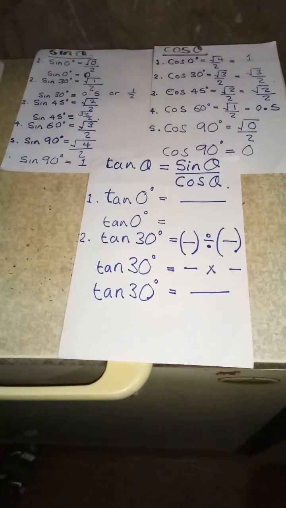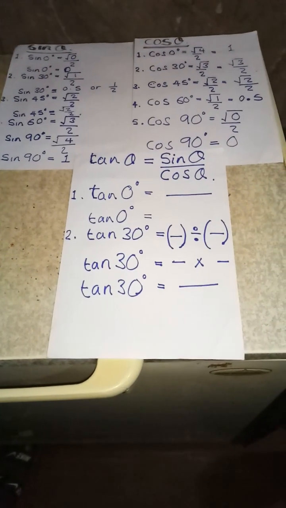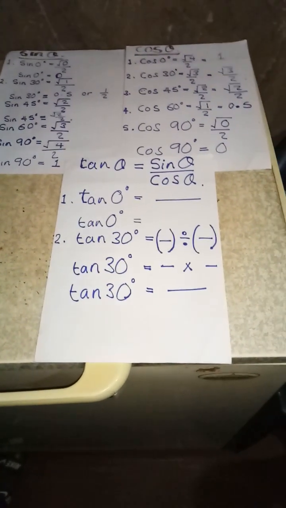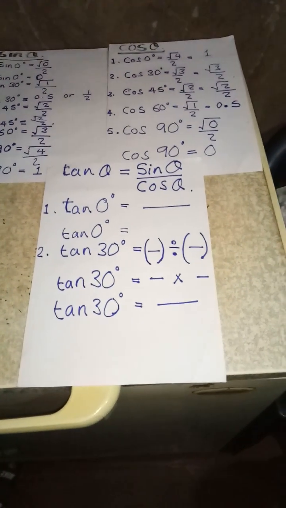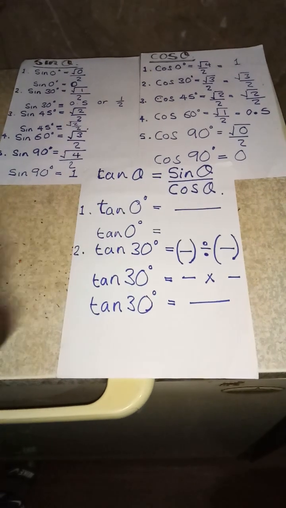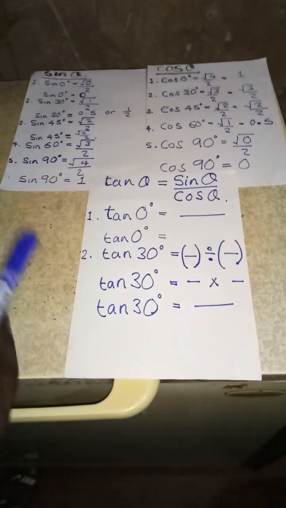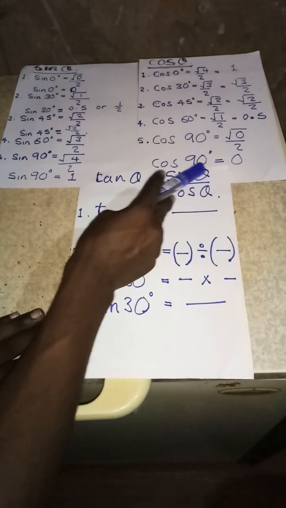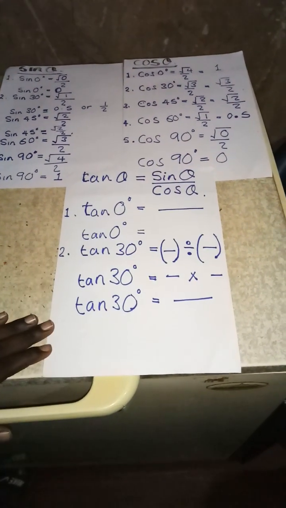Finally, we are at tan theta. Now for tan theta, we are going to find it in a special way. Now in addition to mathematics, we have what we call trigonometric identities. So the trigonometric identity of tan theta is sin theta over cos theta. So for us to find the special angles of tan, we're going to find the special angle of sin theta and the special angle of cos theta.